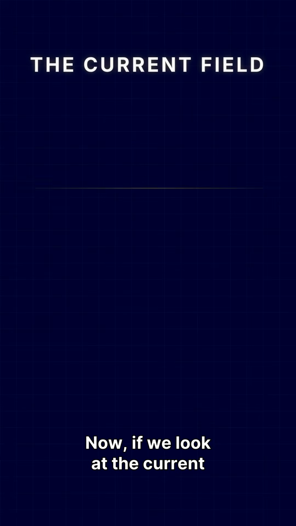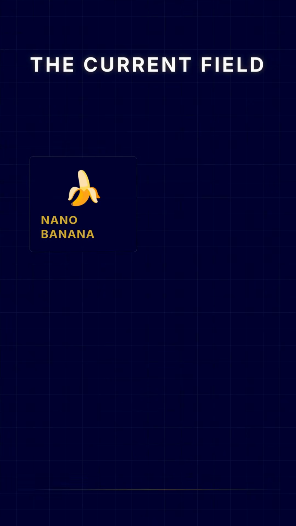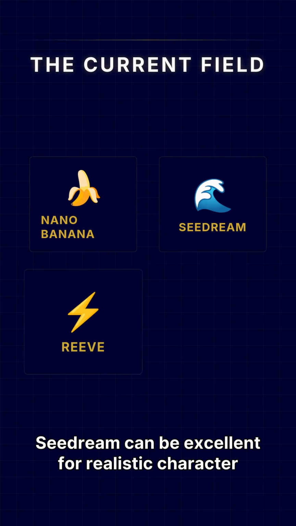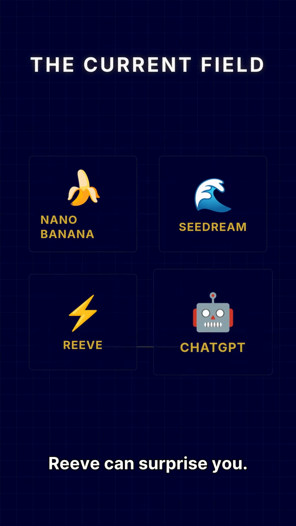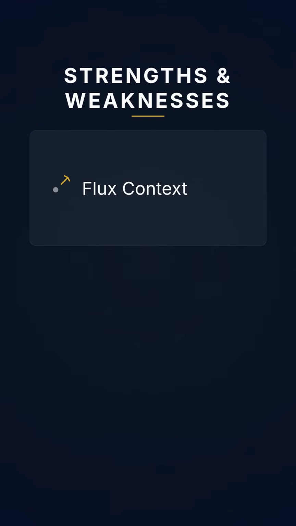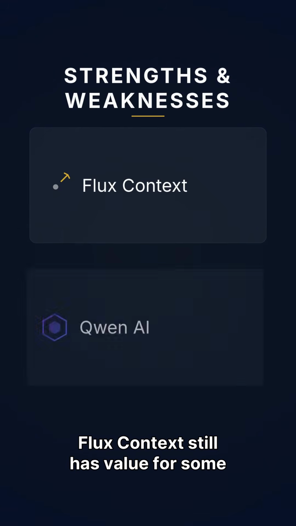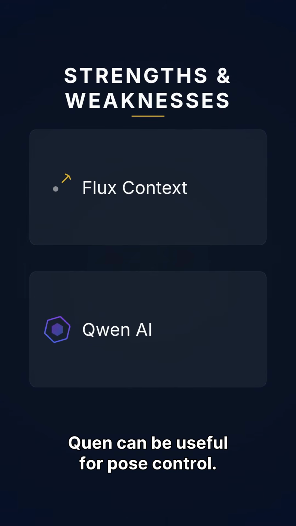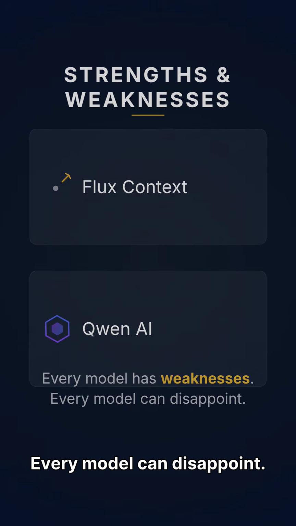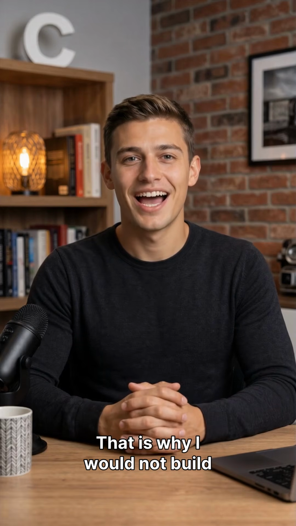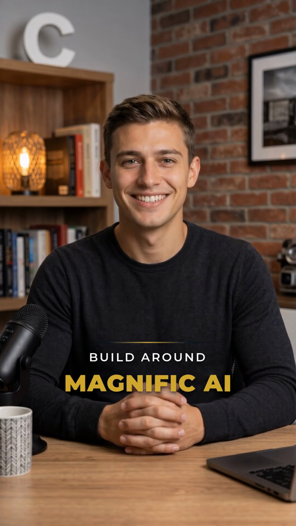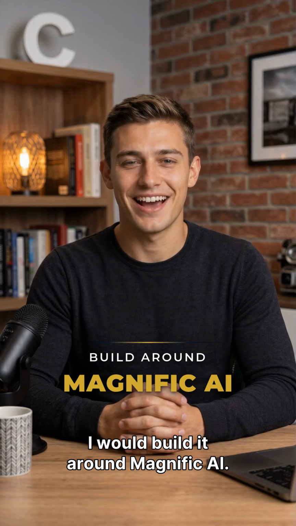Now, if we look at the current field, there are obvious strengths. Nano Banana is still very strong. Seedream can be excellent for realistic character consistency. Reeve can surprise you. ChatGPT is strong at understanding instructions. Flux Context still has value for some workflows. Quen can be useful for pose control. But every model has weaknesses. Every model can disappoint. That is why I would not build a serious creative workflow around one model alone. I would build it around Magnific AI.